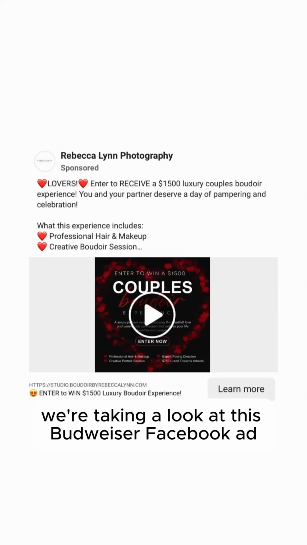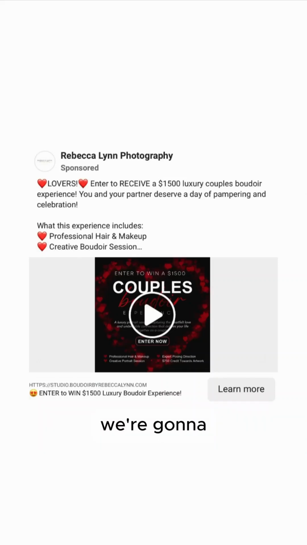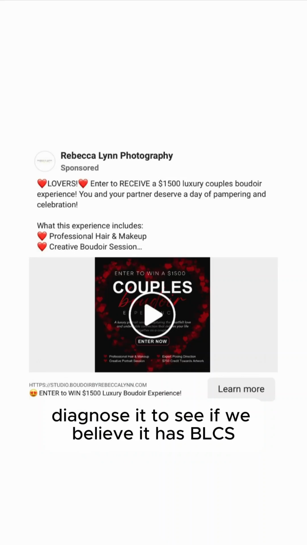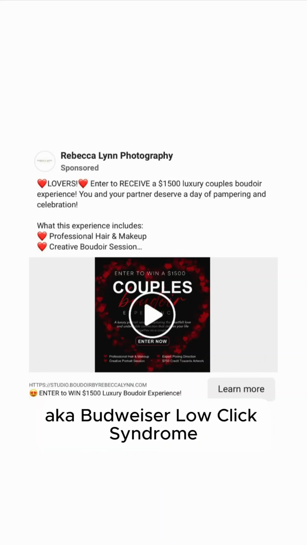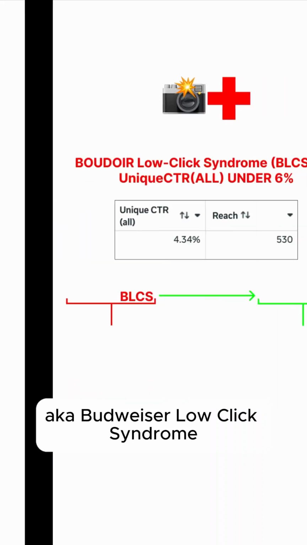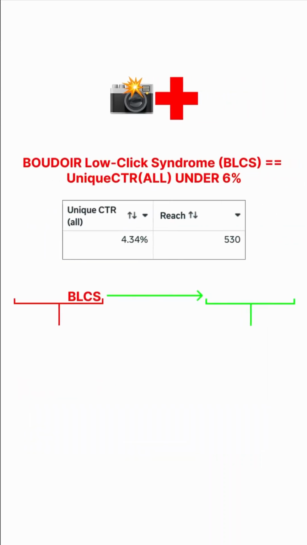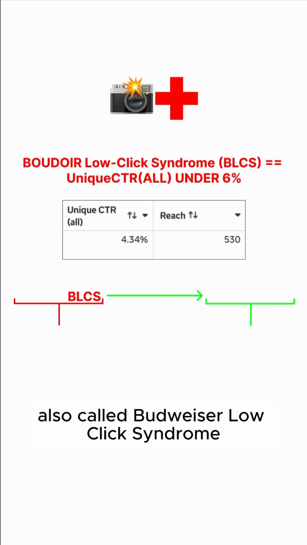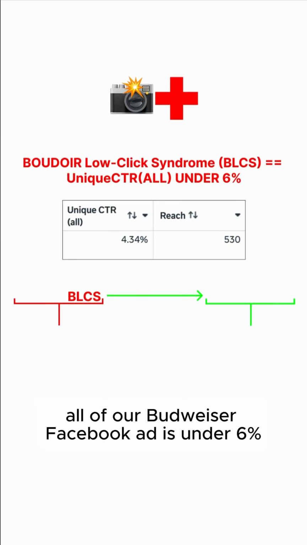All right, y'all, we're taking a look at this Boudoir Facebook ad. We're gonna diagnose it, see if we believe it has BLCS, aka Boudoir low click syndrome. BLCS, also called Boudoir low click syndrome, is when the unique CTR all of our Boudoir Facebook ad is under 6%.